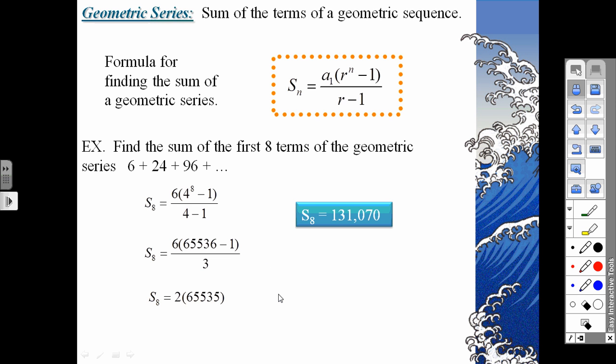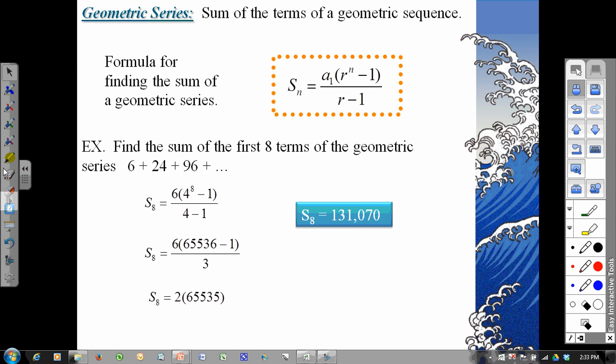All right, so that is your geometric sequence and series. Not as bad as we thought it would be, right?